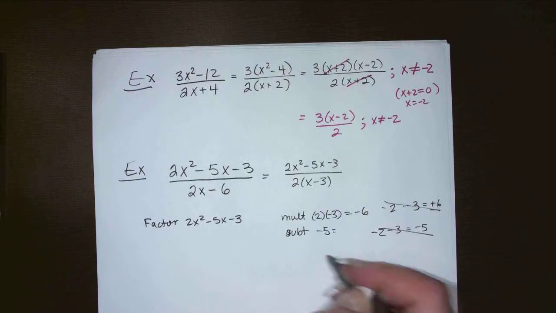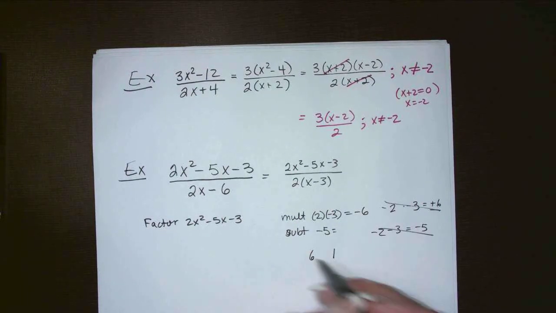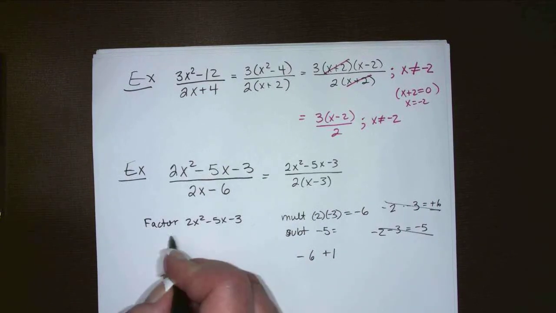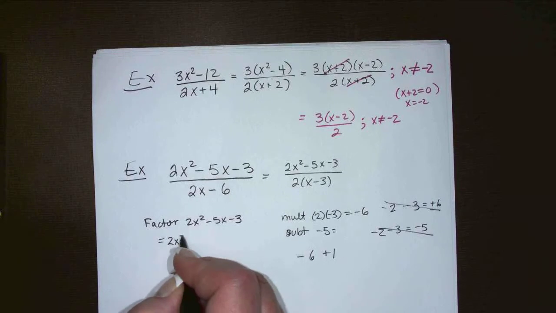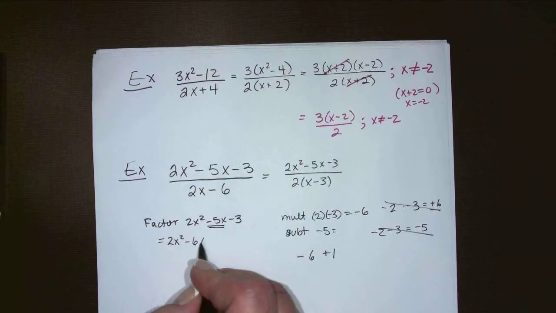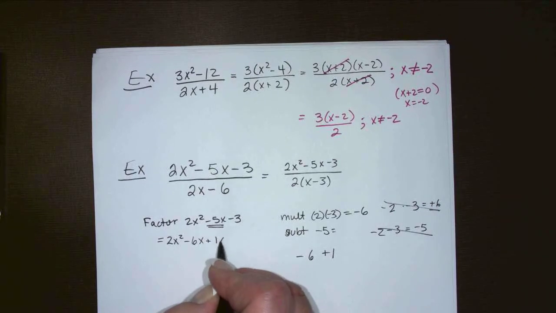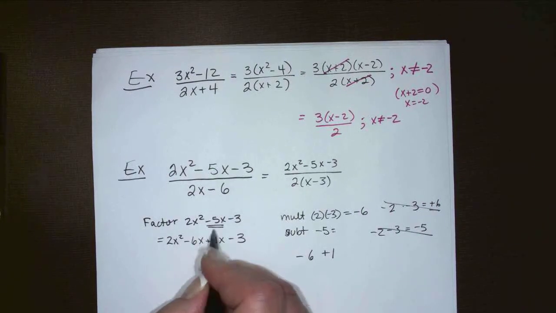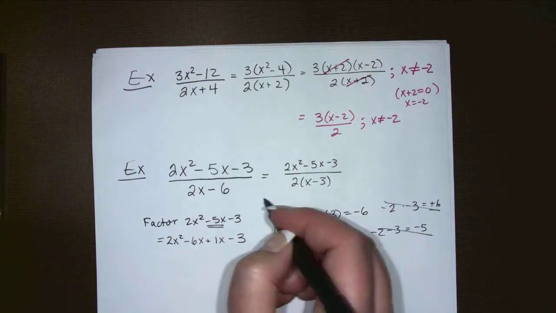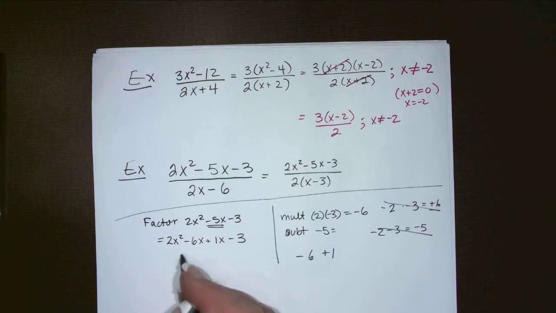6 and 1. So 6 and 1, they do subtract to give negative 5, negative 6 plus 1, and they multiply to give negative 6. So remember with these ones, you break up the minus 5x using this, so minus 6x plus 1x. This is the middle part. Then what do we do? Factor it in parts.